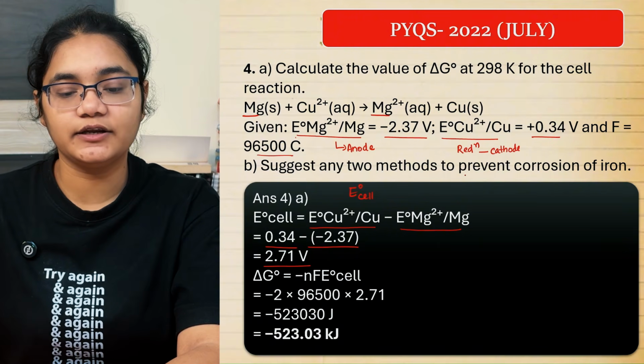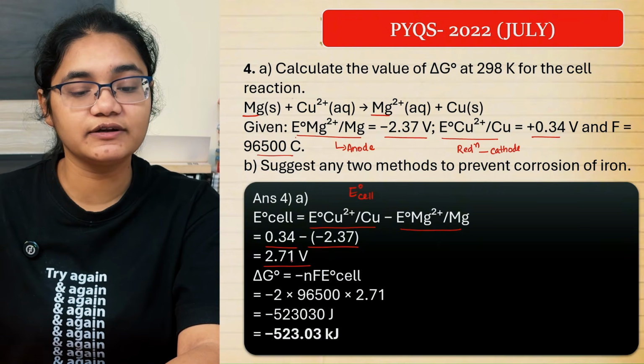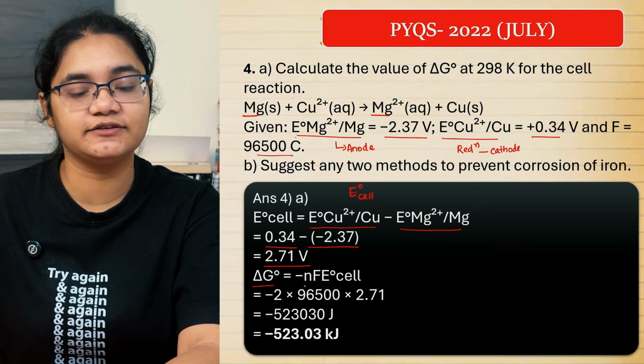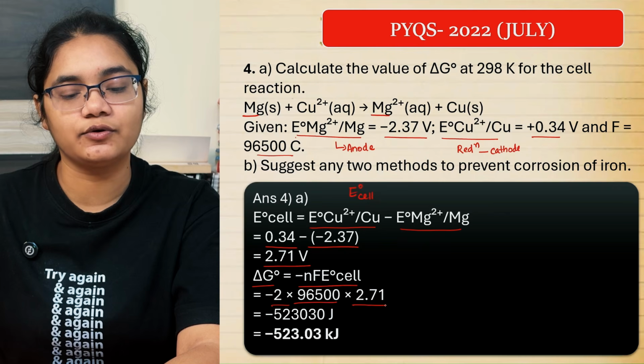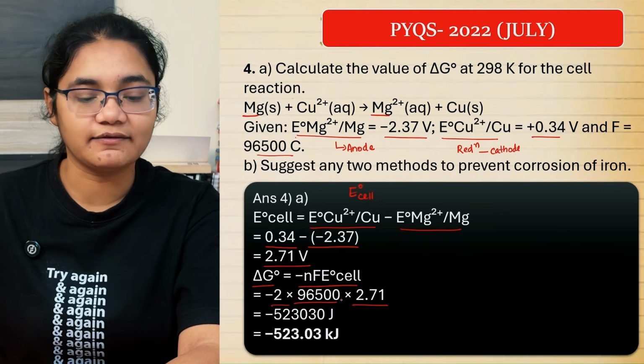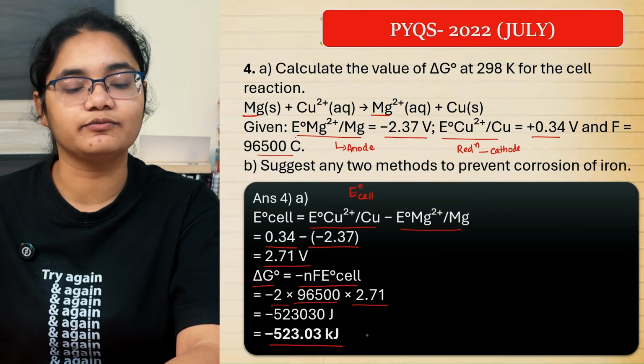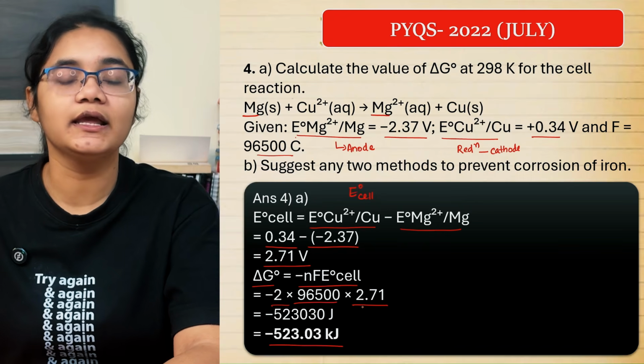Once you have got this, then we have to calculate the delta G value: minus nF E naught of the cell, minus 2 into 96500, and E naught of the cell is 2.71. Now if I multiply all these things, it is minus 523.03 kilojoule.